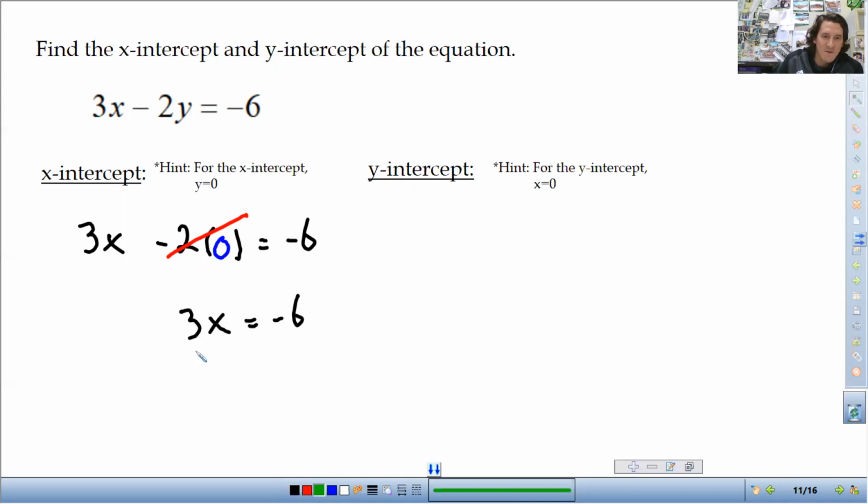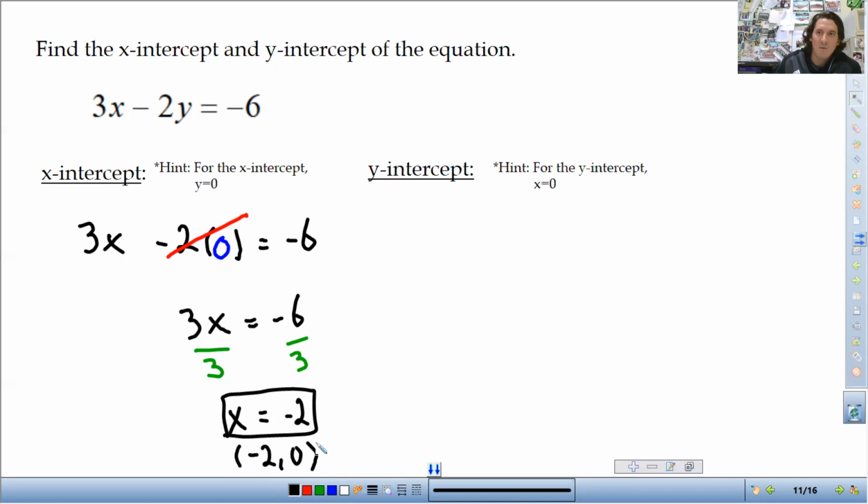And then solve for x, divide both sides by 3. You get x is equal to -2. So as an ordered pair, that'd be the point (-2, 0), if we're plotting the point. So now I'm going to do the same thing for the y-intercept.